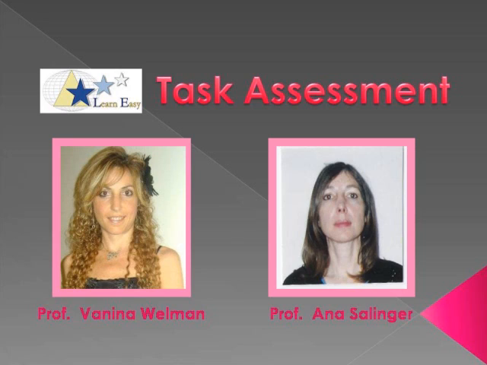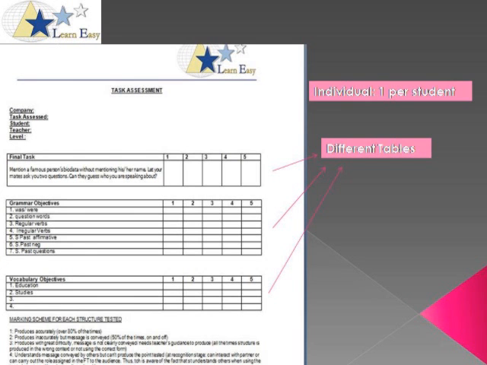In this video, I'll talk about how to assess students' performance when carrying out the final task. To assess students' performance, we use a final task sheet. As you can see, there are different tables to complete. This assessment is individual, so you should be completing one sheet per student.